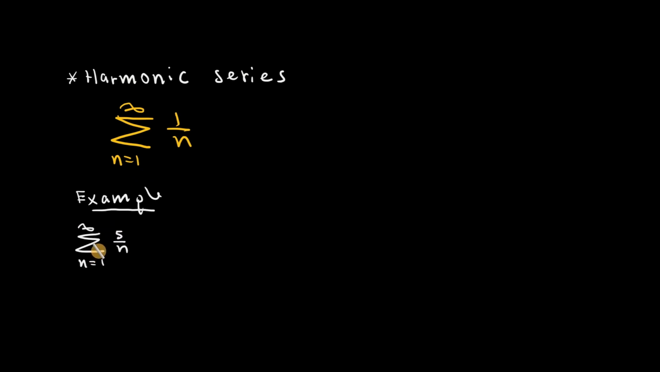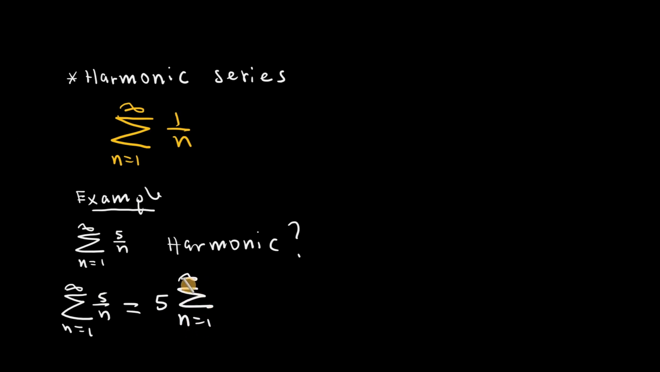Harmonic series. Any series of the form summation 1 over n from n equals 1 to infinity is called a harmonic series. Example, is this series, summation 5 over n from n equals 1 to infinity, harmonic? Summation 5 over n from n equals 1 to infinity can be written as 5 times summation from n equals 1 to infinity of 1 over n. That's 5 is factorized out following the properties of summation. This series looks like this. Therefore, this series is harmonic.